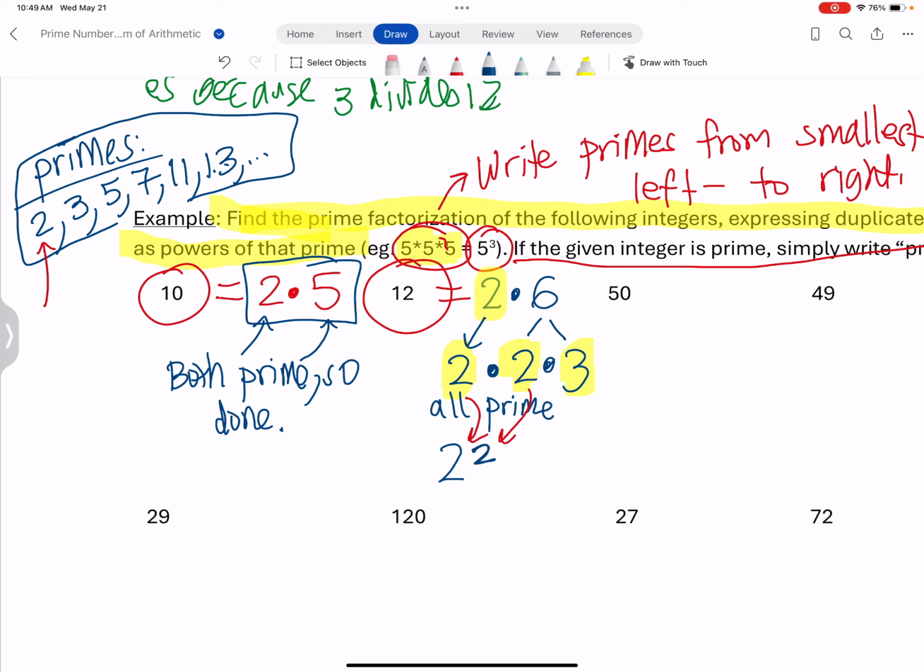So I'll go, oh, that doesn't look good. Whatever, you know what I'm trying to say. 2 times 2 to the second power, and then there's only one 3. You could write 3 to the first power, but there's no need. If it's just a 3, I know there's only one there. So that looks good.